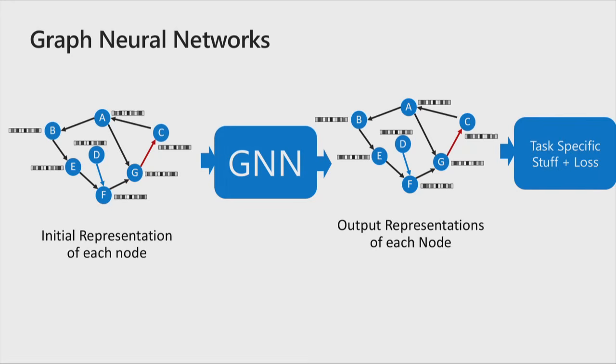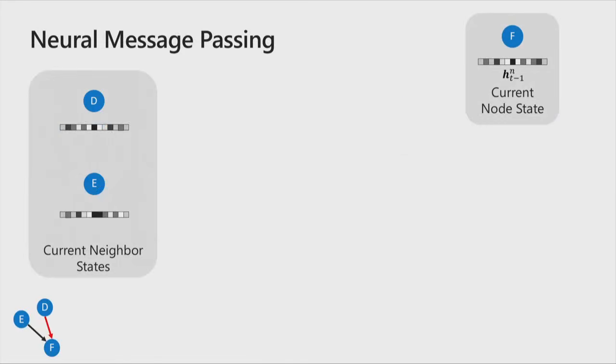Okay, so hopefully that's good enough. Graph neural networks here. Let me zoom in on this box. What happens is the following. Let's take this small example here. This F node is connected, E and D connect to F through different types of edges. At some point in time, let's say E and D have some vector representations. The same thing happens with F.